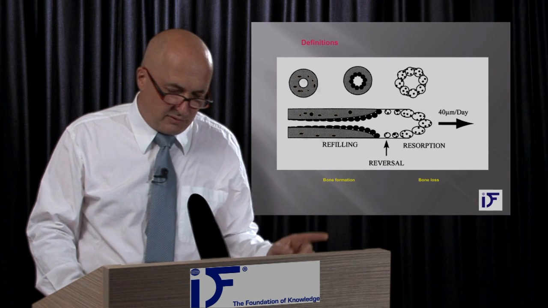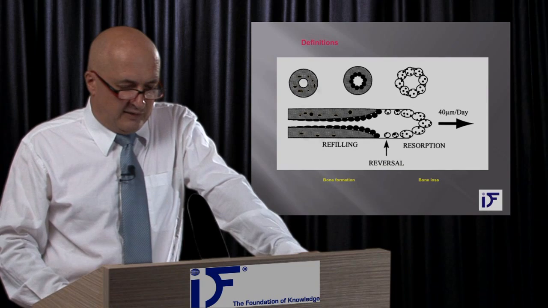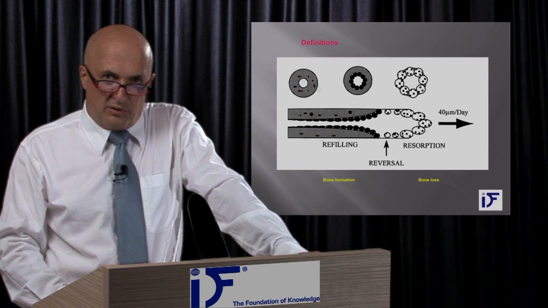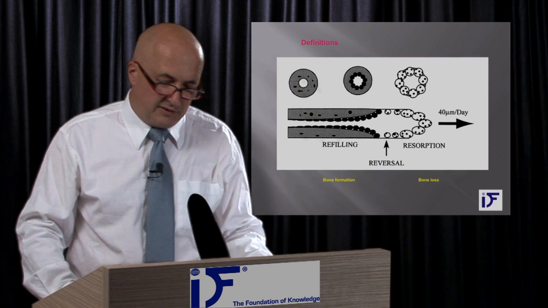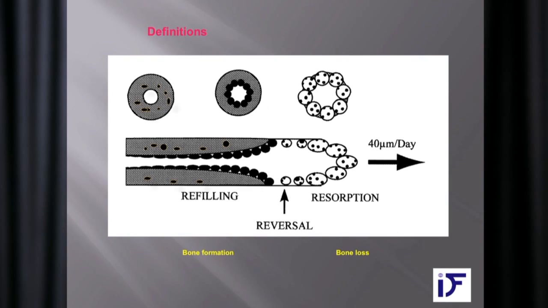This graph shows you an osteon. You see on the right side the resorption area. These are the osteoclasts, and on the left side of the osteon you will see the osteoblasts in action. The osteoblasts are forming the matrix, so osteoblasts are not forming bone, only a non-mineralized matrix, and this matrix is then later on mineralized.